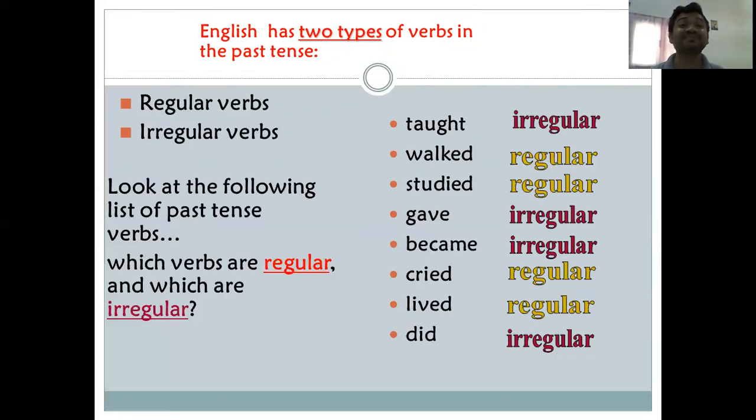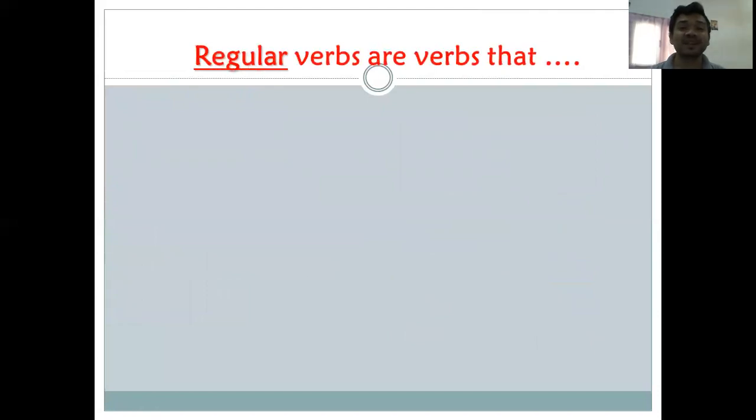Regular verbs are verbs that, let's start first with regular verbs. So what does it mean, regular verb? When you say regular verbs, these are verbs that end with ed. Again, these are verbs that end with ed. This is what makes it regular. So when you say regular verbs, once again, these are verbs that end with ed when we transform them into simple past tense.